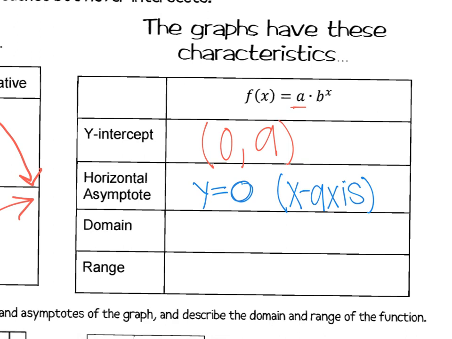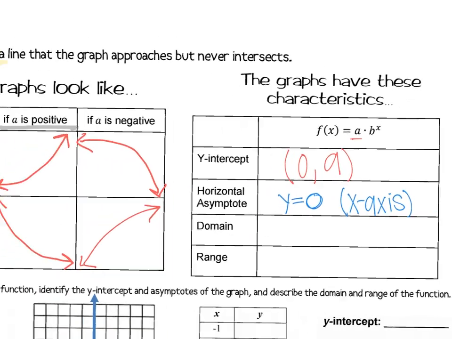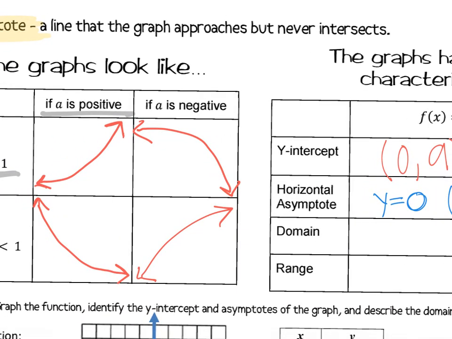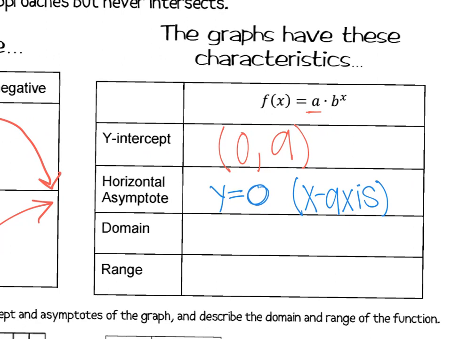Domain, remember, is left to right. Well, looking at these graphs, these arrows mean it goes on forever. So can I draw a line with how far left and how far right the graph goes? No, because they're going on forever. I can't do that. There's no way to do it. So the domain is negative infinity to positive infinity, or all real numbers, however you would like to write it.